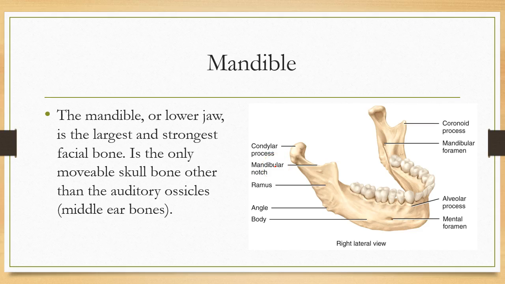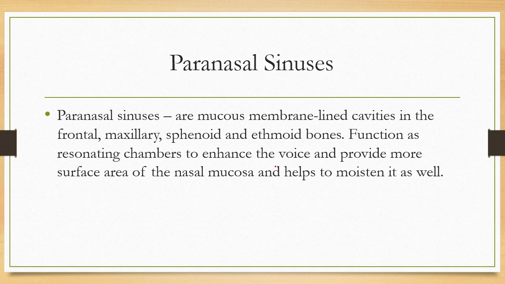Okay, the mandible. This is the only movable skull bone besides the auditory ossicles. Paranasal sinuses. These are going to be mucous membrane lined cavities found in the frontal, maxillary, sphenoid, and ethmoid bones. Going to be resonating chambers to enhance the voice.